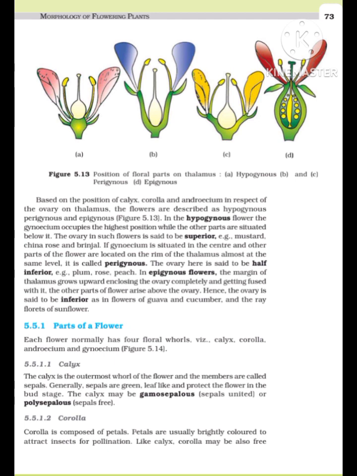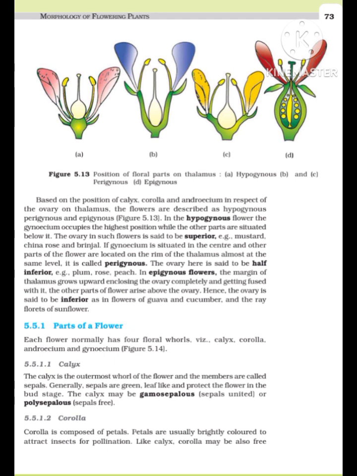Example: plum, rose, peach. In epigynous flowers, the margin of thalamus grows upward enclosing the ovary completely and getting fused with it. The other parts of flower arise above the ovary. Hence, the ovary is said to be inferior as in flowers of guava and cucumber, and the ray florets of sunflower.